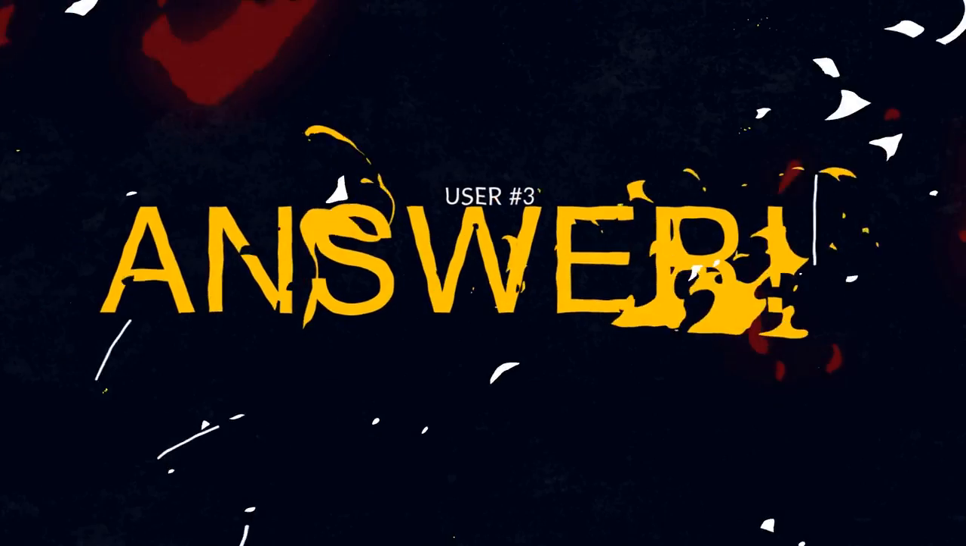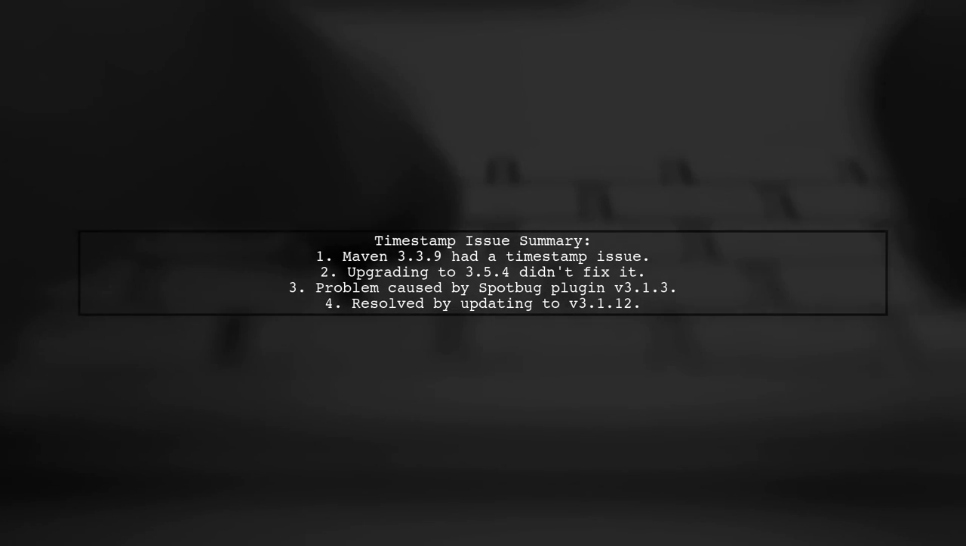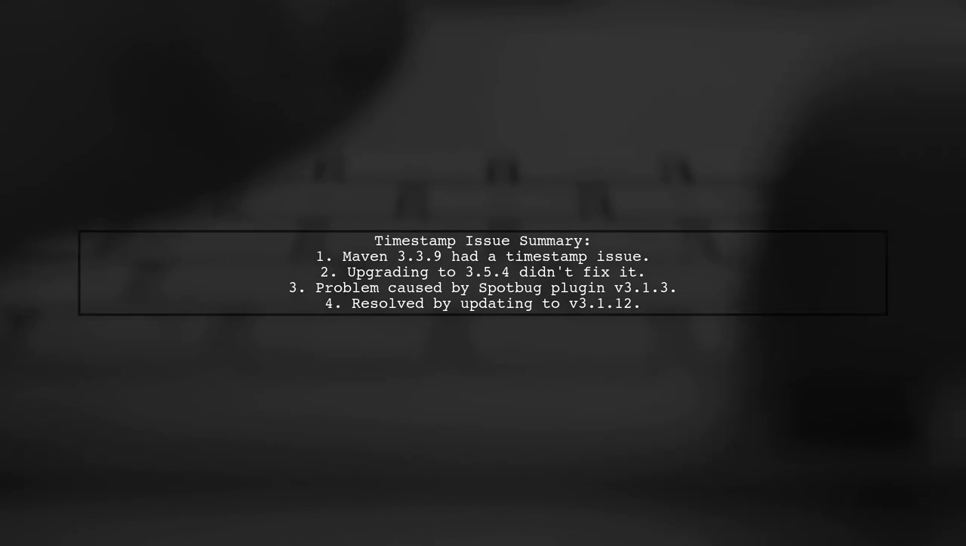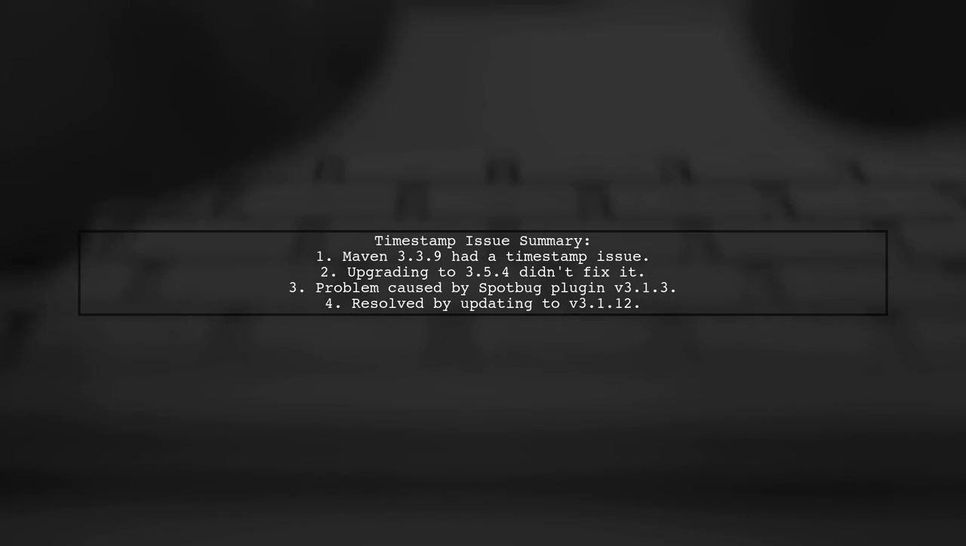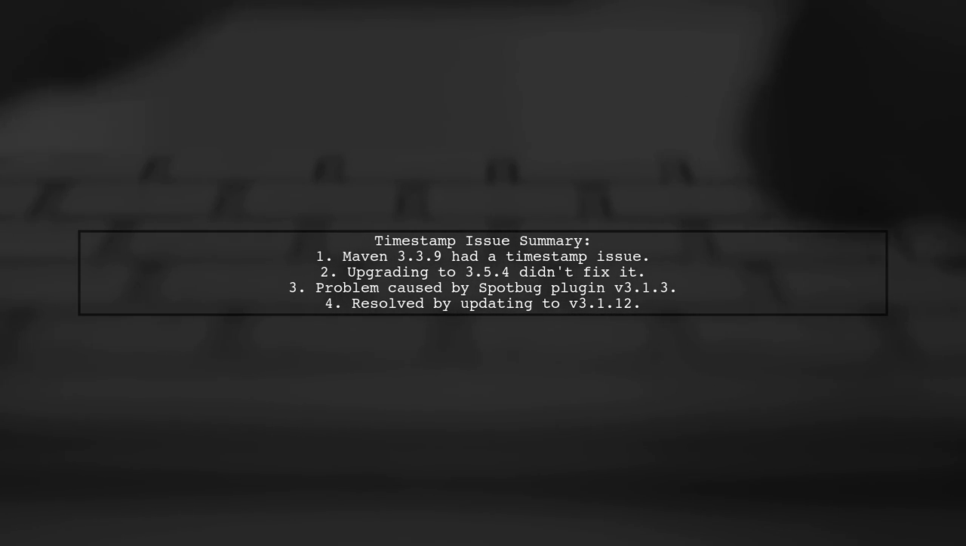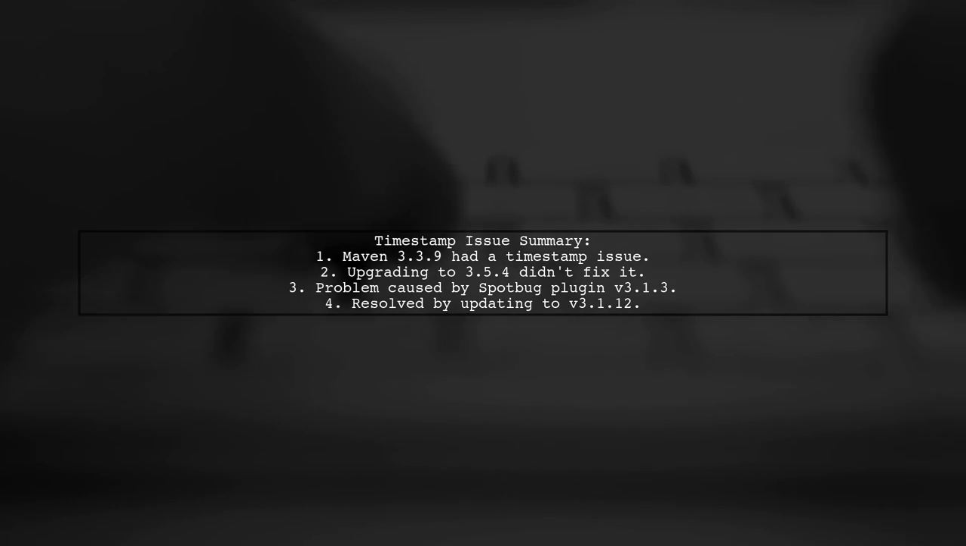Let's now look at another user-suggested answer. The user encountered a timestamp issue with Maven 3.9, which persisted even after upgrading to 3.5.4. The problem was linked to the Spotbugs Maven plugin version 3.1.3, but it was resolved by updating to version 3.1.12.